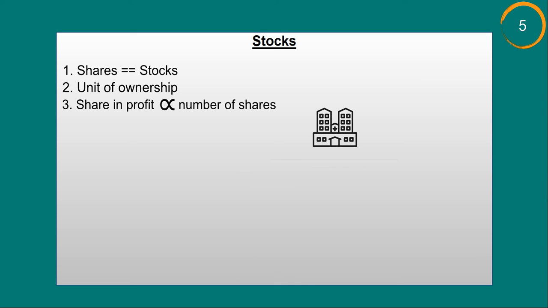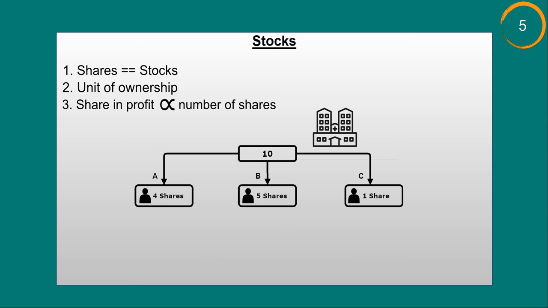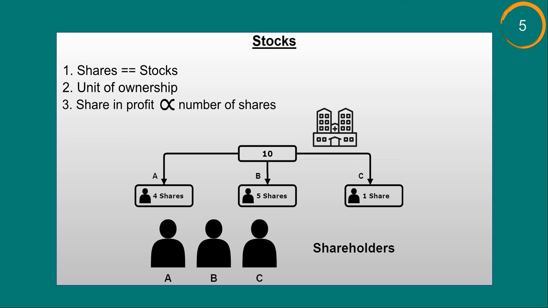Let's say a company ABC issued 10 shares in the market. Person A has 4 of these shares, person B has 5, and person C has 1. Here, person A, B, and C who own the shares are called shareholders.